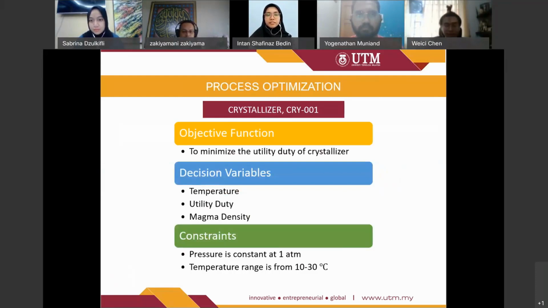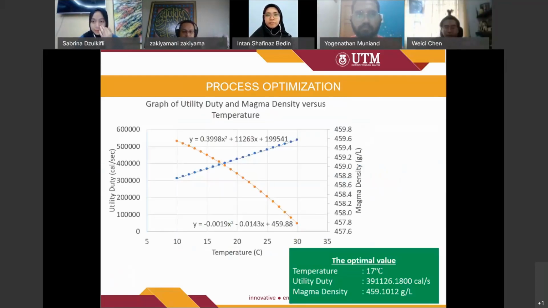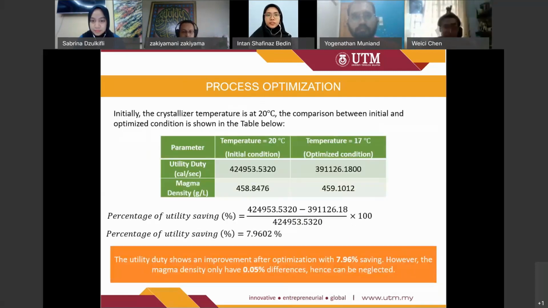Next, showing the optimal value in the graph, we can note that the optimal temperature is 17 degrees Celsius. Through the optimization from 20 to 17 degrees Celsius, we have a utility saving of up to 8%.